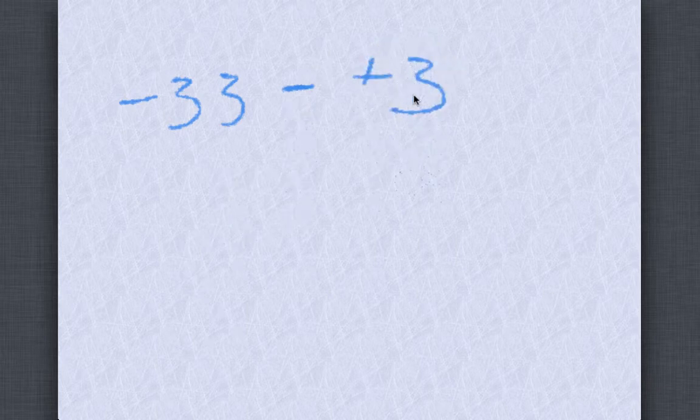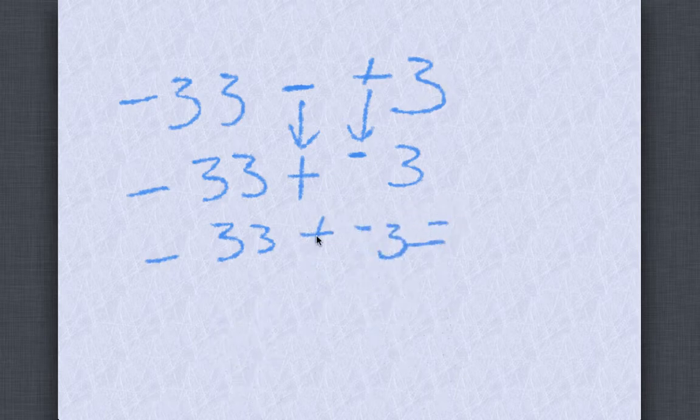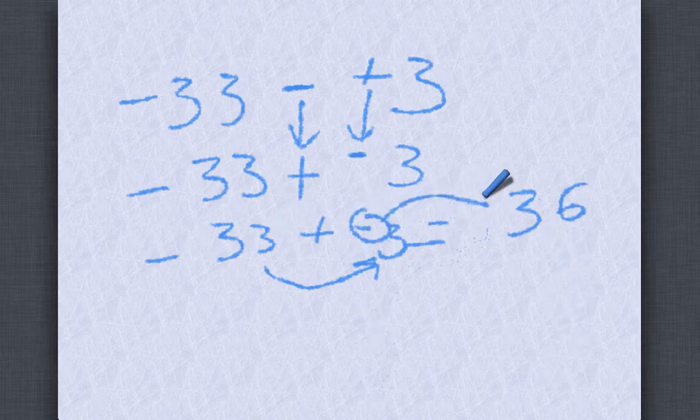Let's do a few more examples. Negative 33 minus positive 3. We change the equation from a subtraction to an addition by flipping the positive 3 to a negative 3. That makes the new equation negative 33 plus negative 3. Since the charges are the same, you add them. 33 plus 3 equals 36. Now assign the sign. Both are negative, so 36 is negative.